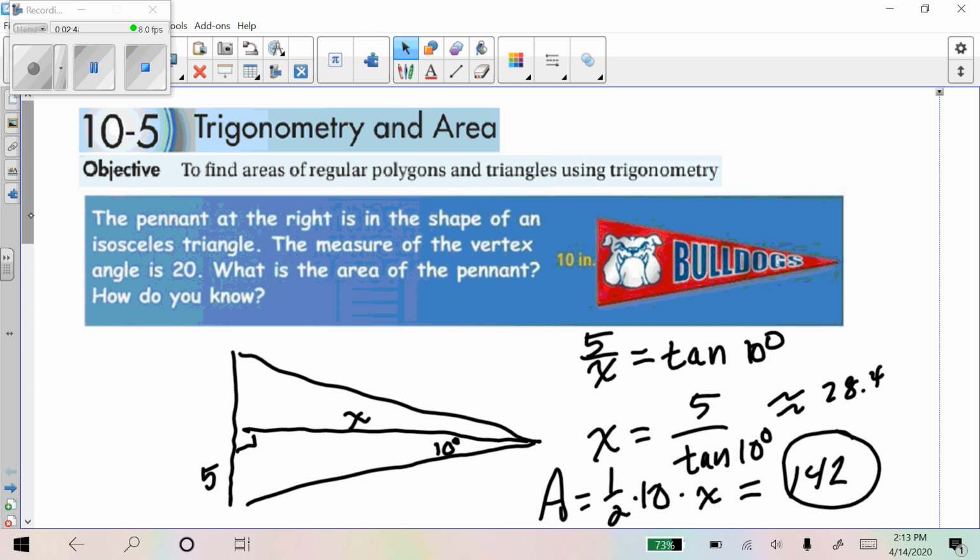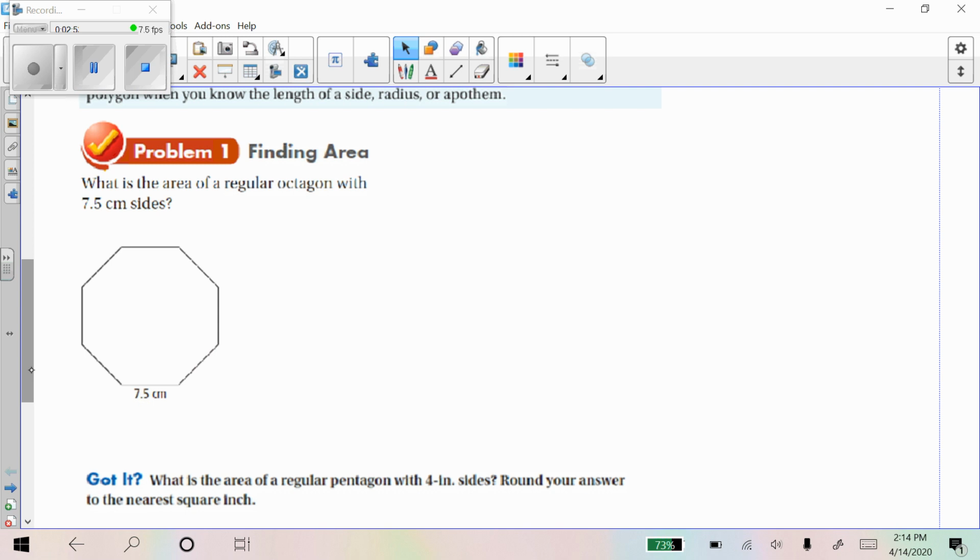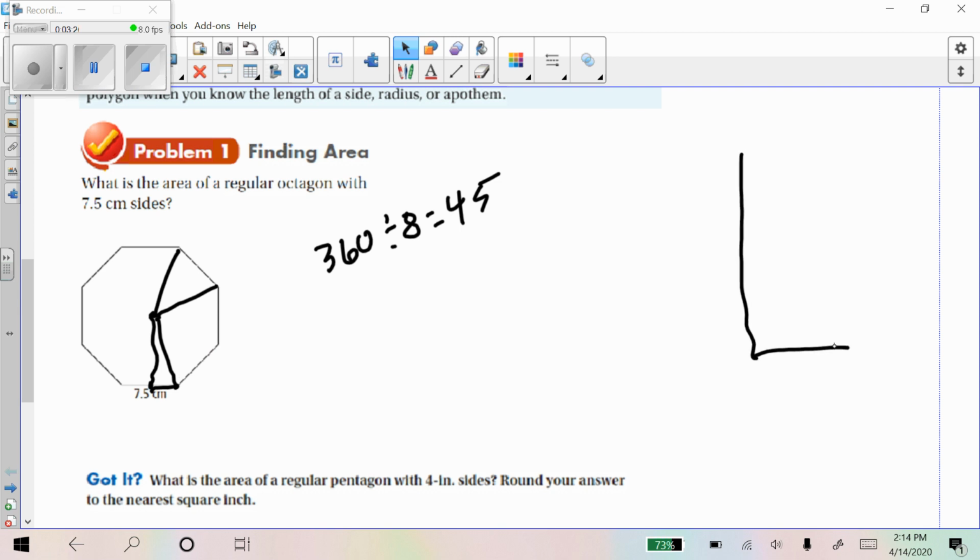All right, so that's kind of what we're going to be doing today here. So we want to find the area. And this regular octagon, I'm going to draw in the apothem because we need to know that. Now, if I were to draw in, say, one triangle, the vertex angle of that triangle would be 360 divided by 8, which is 45. So now I'm going to draw in this little triangle here. I'm just going to make a bigger view of that little triangle.